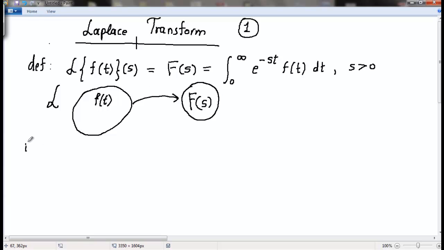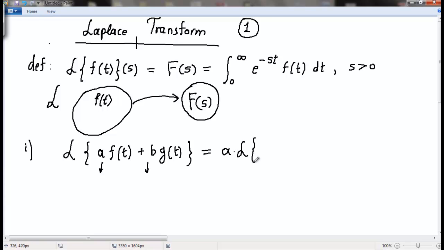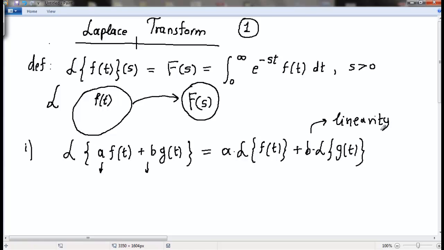The first thing we have to do here is to see that the Laplace transform is linear. So if you have the Laplace transform of a times f of t plus b times g of t, where a and b are real coefficients, this is a times the Laplace transform of f of t plus b times the Laplace transform of g of t. This is the linearity condition of the Laplace transform.